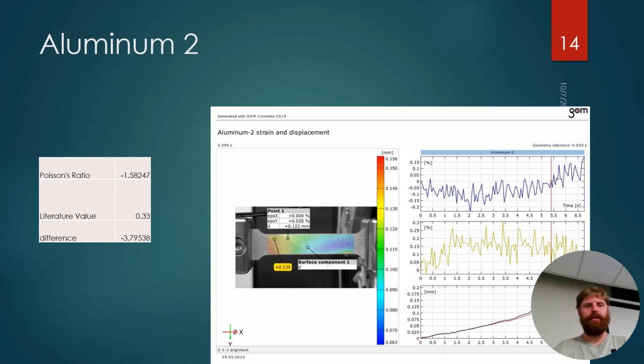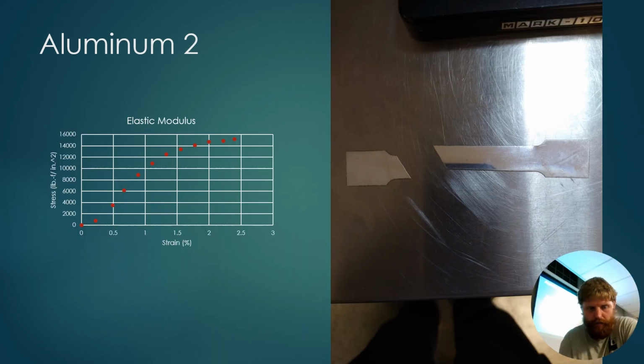Here we can see our second aluminum test, and this one was giving us some really wacky results. You can see that the Poisson's ratio is over 1. Ignore the fact that it's negative. It's over 1. And you can see that despite the displacement being fairly linear, the strain in the X and Y direction was extremely jagged and did not follow the curve at all. Again, we have a very nice stress strain curve with a little bit of toe, a linear region, a yield and plastic region.